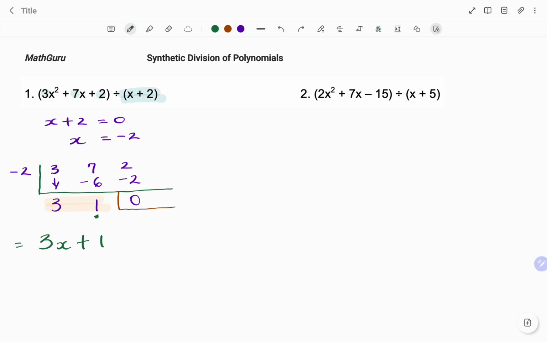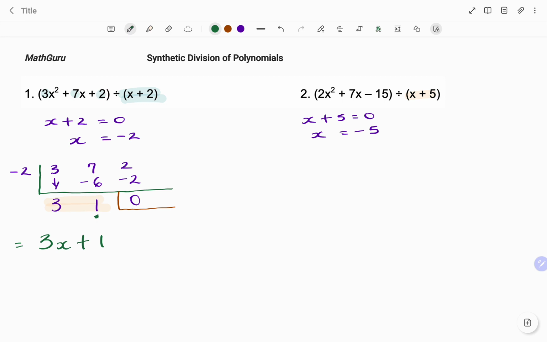I'm going to do the same for the second example. In the second example, I have 2x squared plus 7x minus 15 divided by x plus 5. So the first step is to turn the factor into its 0 form by setting it equal to 0. So my factor in this case is x plus 5. I'm going to set that to 0. So I have x plus 5 equals 0. Therefore, the value of x equals negative 5.